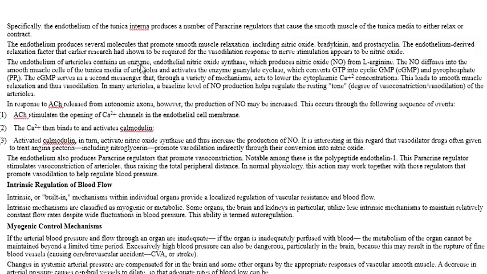You already know about it. In response to acetylcholine, in the nerve, in the axon, the production of nitric oxide may be increased also. So acetylcholine stimulates the opening of calcium channels in the cell membrane. Calcium then binds to and activates calmodulin. Okay, this is not so demanding or difficult to remember.